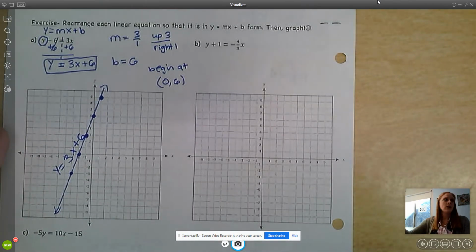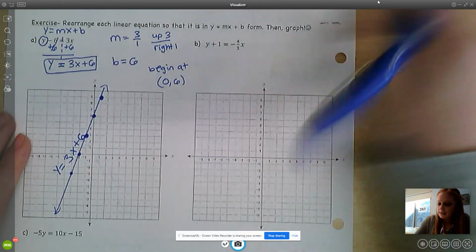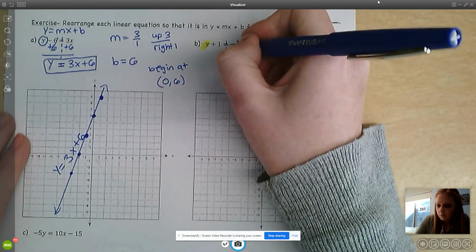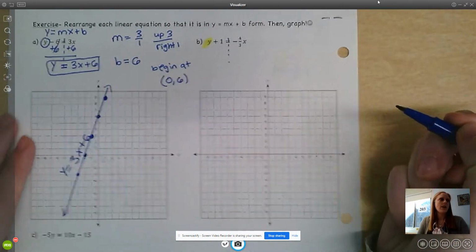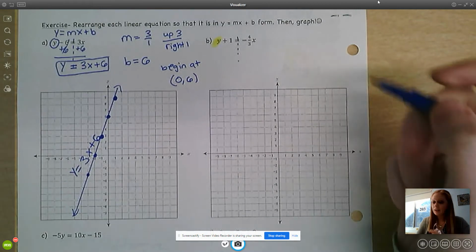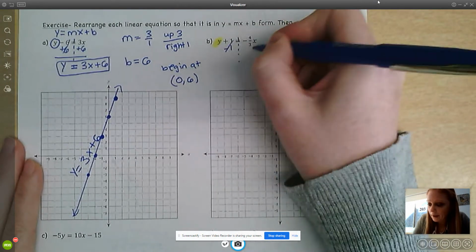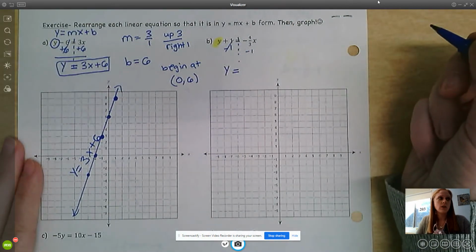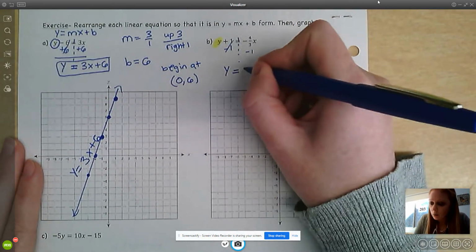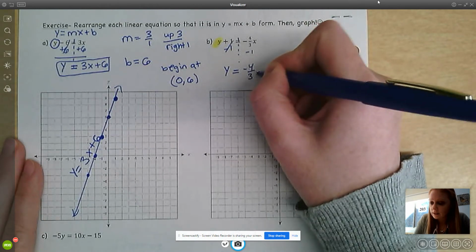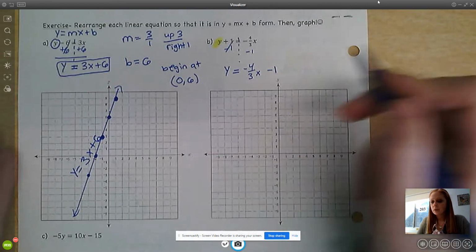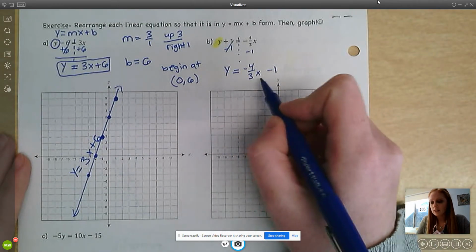Okay, for B, we need to get the y by itself. What's on the same side of the y that we need to not be on the same side is this plus 1. So we can minus 1 on both sides. Then we're going to have just the y left over on the left. And on the right, we will have our negative 4/3 x minus 1. You just kind of write them in order. Now it is in y equals mx plus b form.